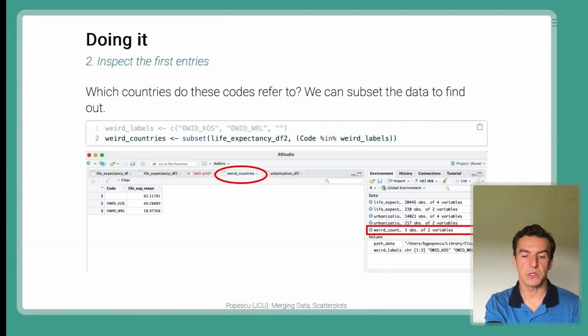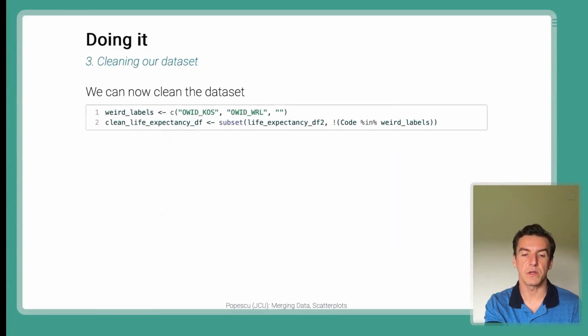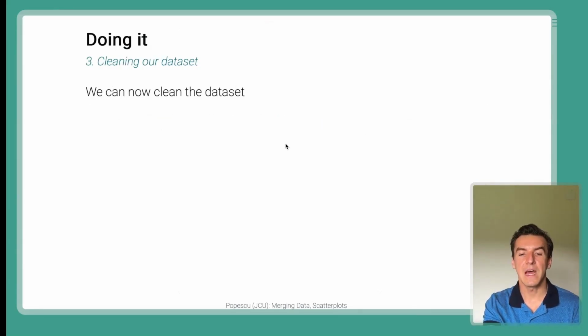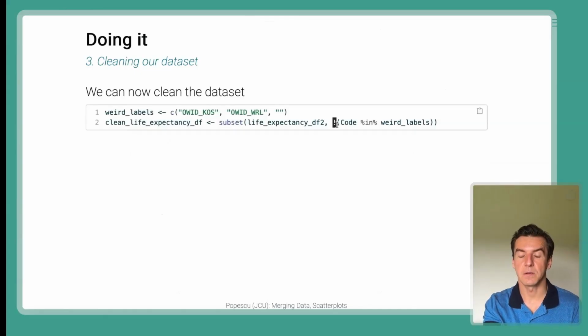So given that we just did this, we notice what our weird countries are, we can actually get rid of them. So we repeat the procedure, but the only difference now is that we negate what we did before. So notice that before there was no exclamation mark, and now we do have an exclamation mark. Just as a reminder, exclamation marks are used in order to negate something. So subset life expectancy DF, where code is not in weird labels.